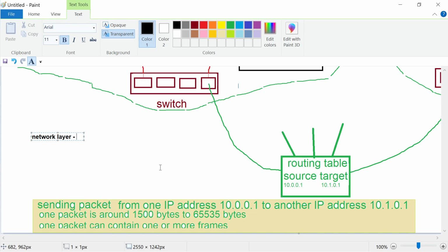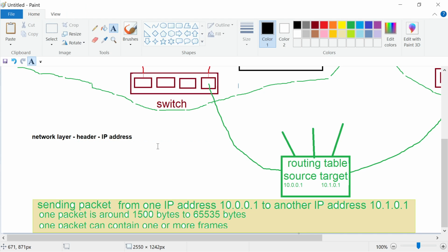And what will the header contain in the network layer? What is that piece of information which will be most important in the network layer? IP address. Very good. So at this level, I don't need to know what a MAC address is. Once I know the IP address, I know the device, no matter which network this device belongs to in the world.